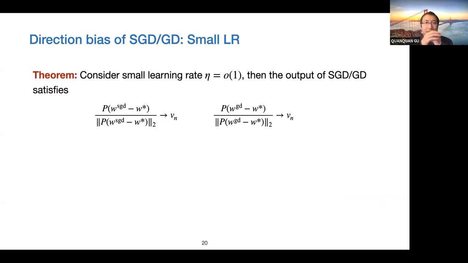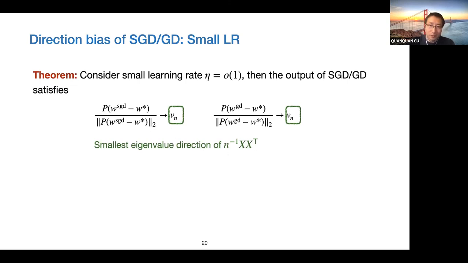Okay. So the next theorem is about the small learning rate regime. If the learning rate is small, in this regime both SGD and GD will converge along the smallest eigenvalue direction of the sample covariance matrix. Remember that we need to project this difference onto the column space of X, and this Vn is the smallest eigenvalue direction of the sample covariance matrix.